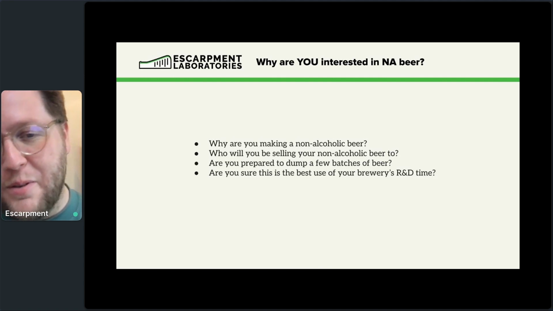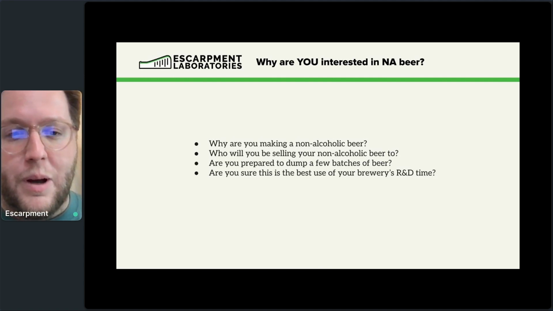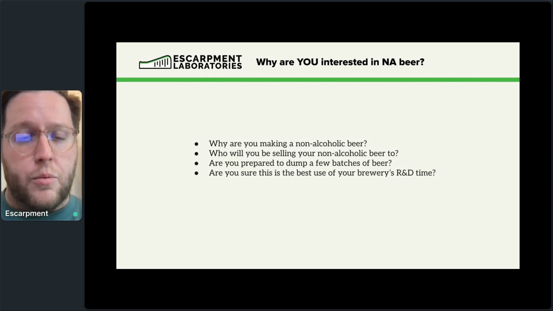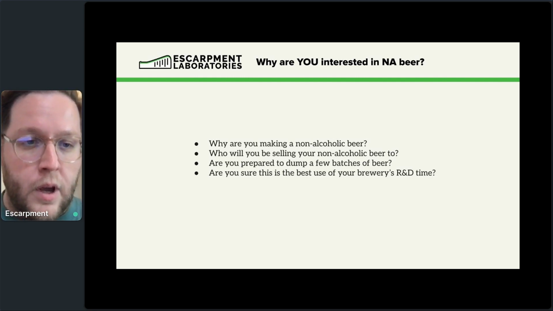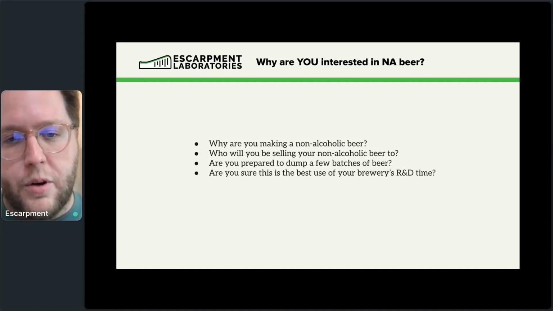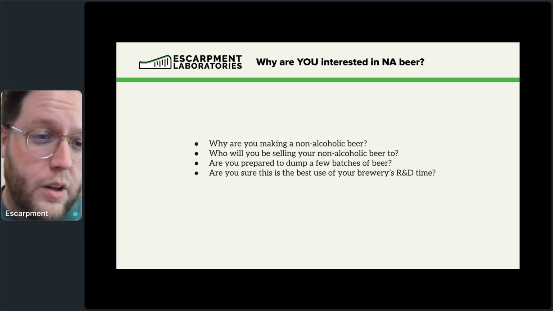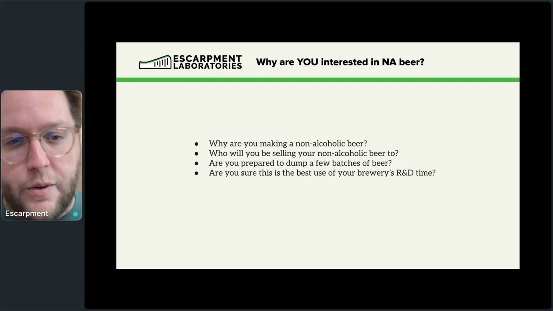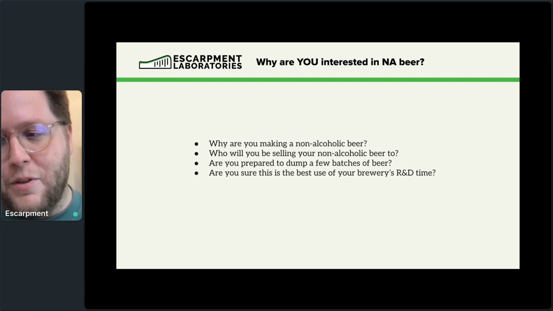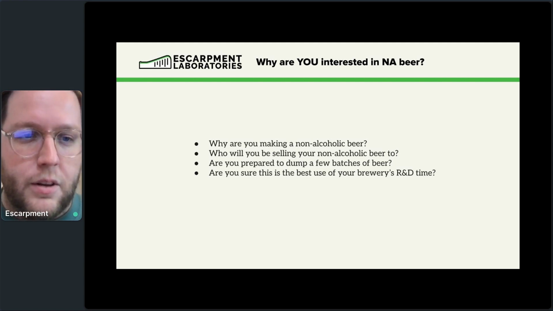And I'm just going to also post some questions here to consider as well, because there's clearly an opportunity for brewers to get into making non-alcoholic beers. There are also certainly some challenges to be aware of. So number one is, why are you making a non-alcoholic beer? I don't think that a convincing answer is because everyone else is, because eventually, if you don't have any kind of unique angle, then you're going to be outcompeted by someone else, right?